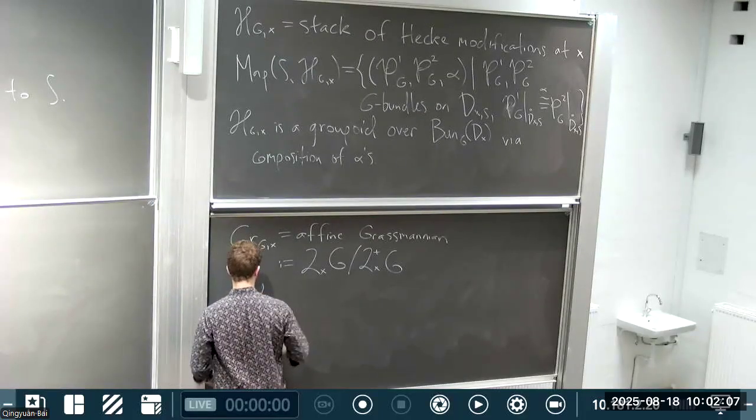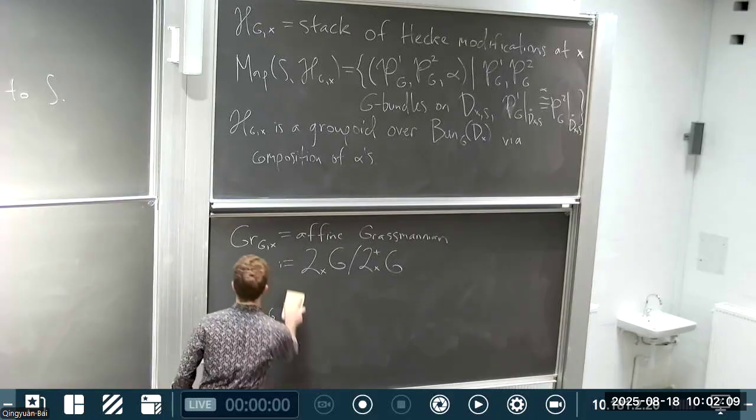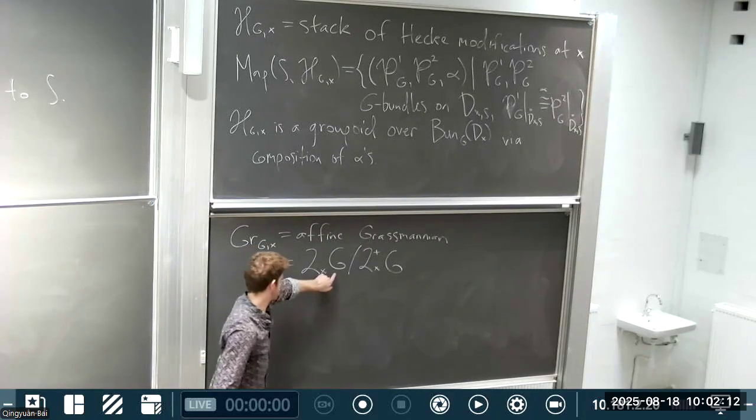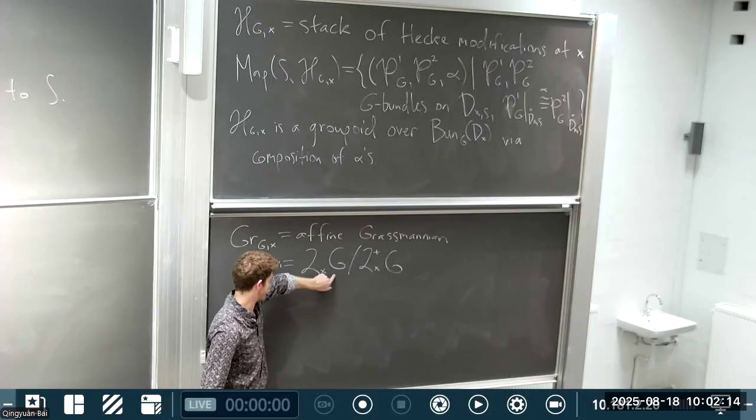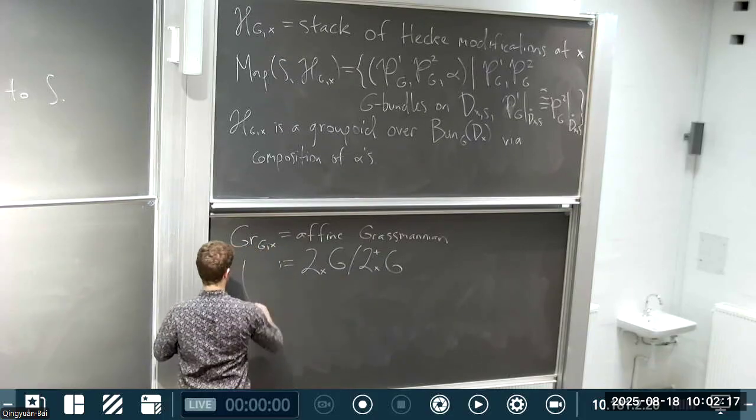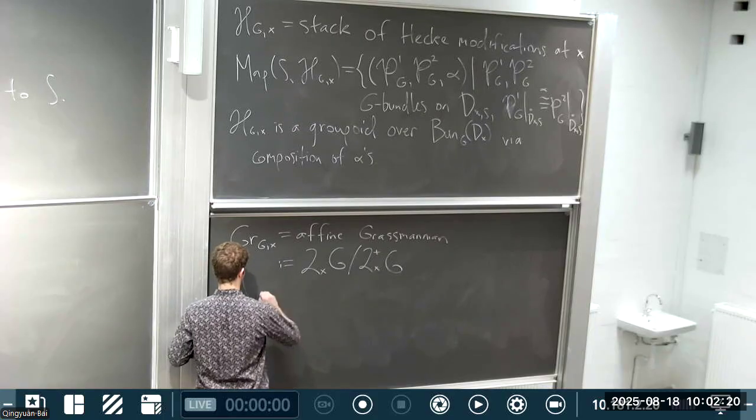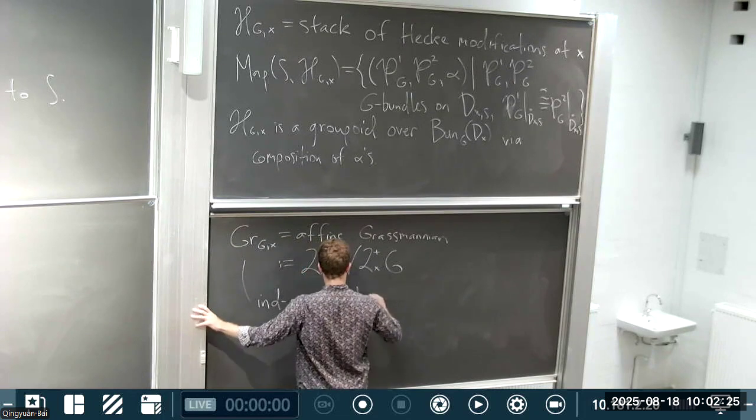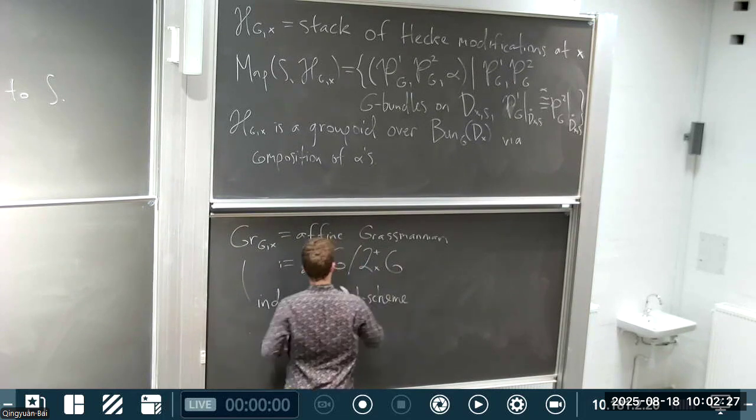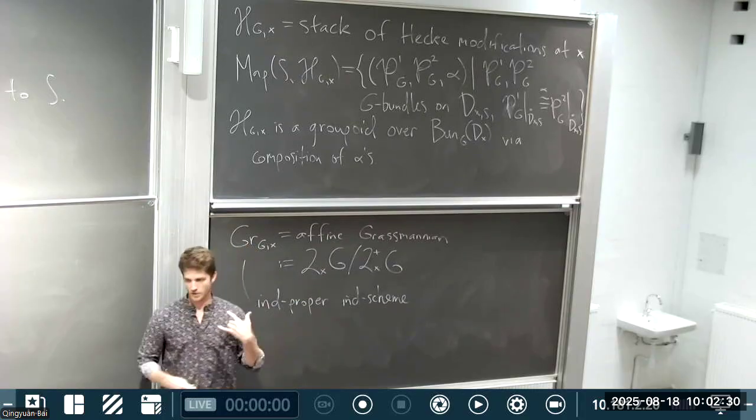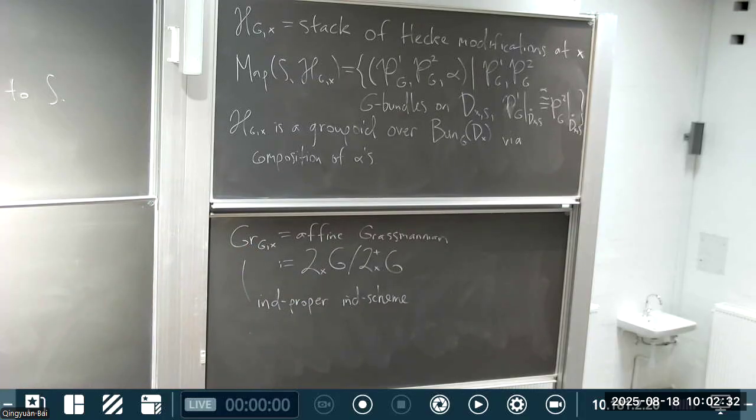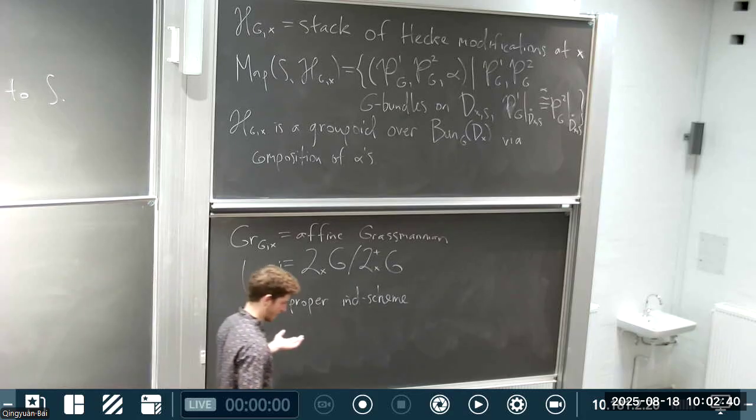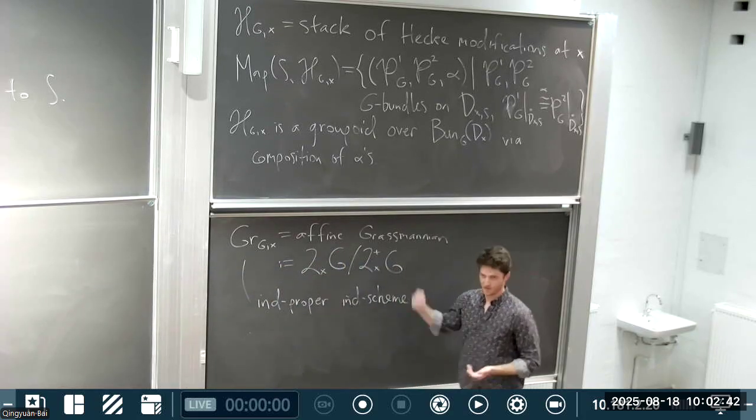this Hecke stack, oh, and sorry, before I say that, this thing is a quotient of this group ind-scheme by this subscheme. And in fact, you can show that this is an ind-proper ind-scheme. So what you should think is that somehow this quotient is analogous to the quotient of a finite dimensional reductive group by a parabolic subgroup, really by a maximal parabolic subgroup, hence the name. If you take a quotient of GLN by a maximal parabolic subgroup, you get a classical Grassmannian. This is some infinite type analog of this.